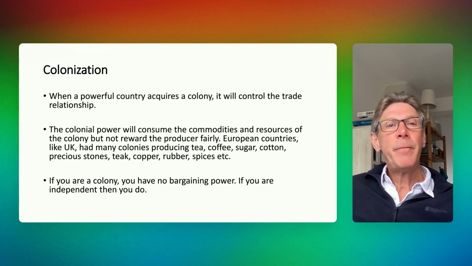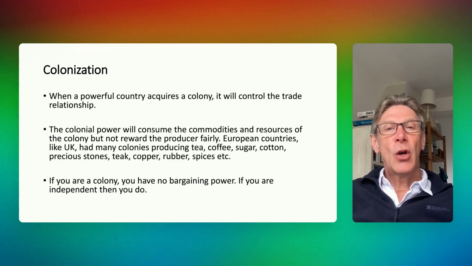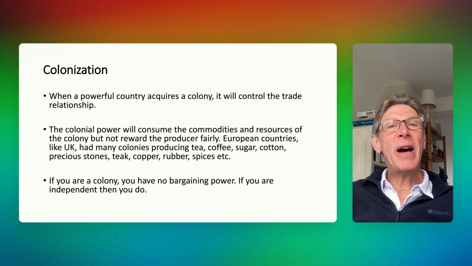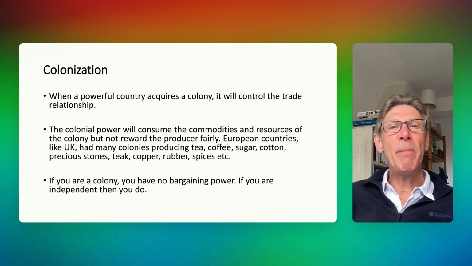Colonization. This is when a powerful country acquires a colony. Great Britain acquiring Myanmar. It's not doing it from a fair point of view because it wants to control the trade relationship. It will consume your commodities and resources, but it won't reward you fairly for it.